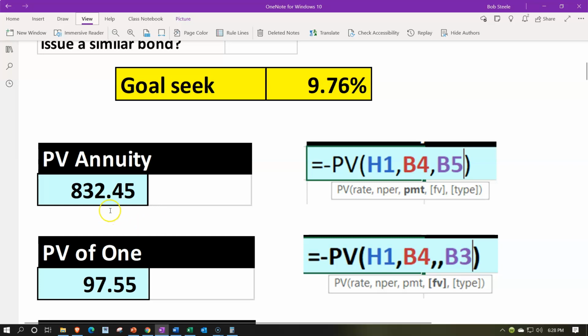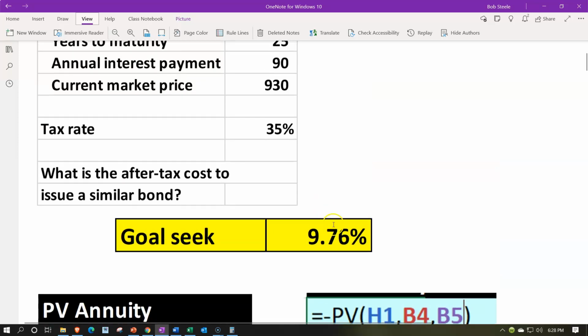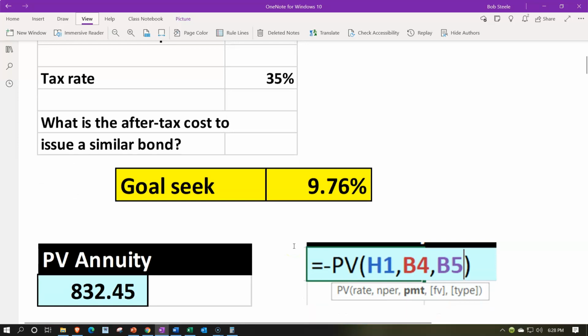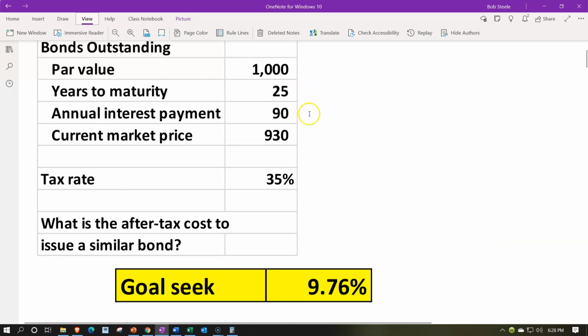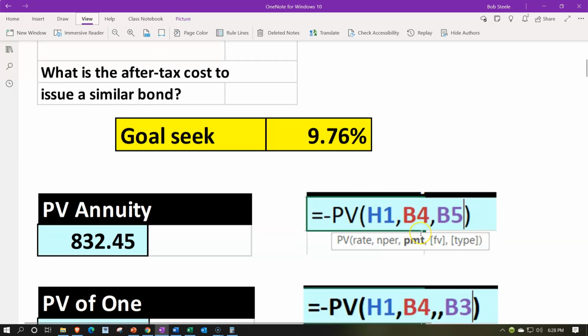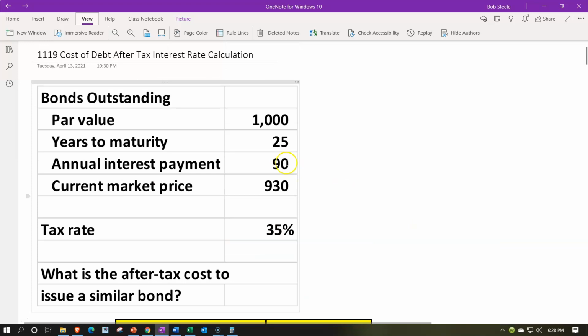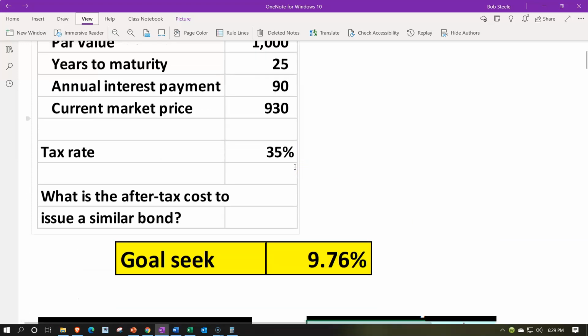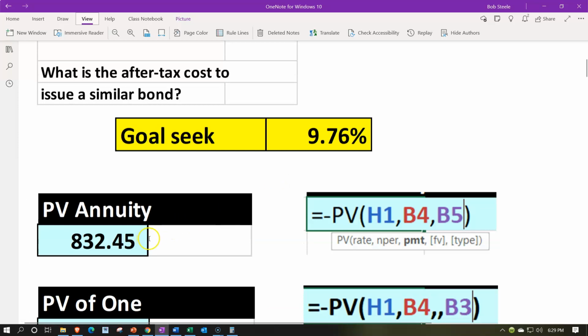So if we would do the present value of an annuity, it would be negative present value. The rate then would be, we're assuming this rate, which when we started off would be something that possibly we don't know what it is yet. We would just use that cell with something in it, comma, number of periods, which would be the 25 periods, comma, and then the payment was given at the 90, which means a 9% rate because 1,000 times 9% would be the 90. That would then give us the present value of the annuity, 832.45.